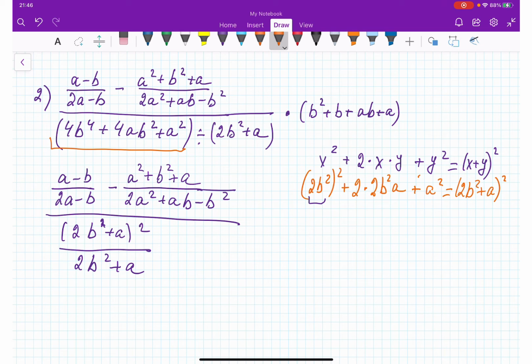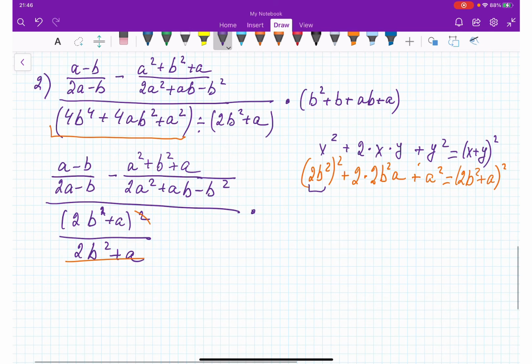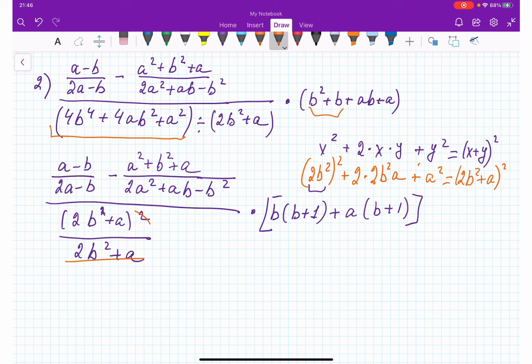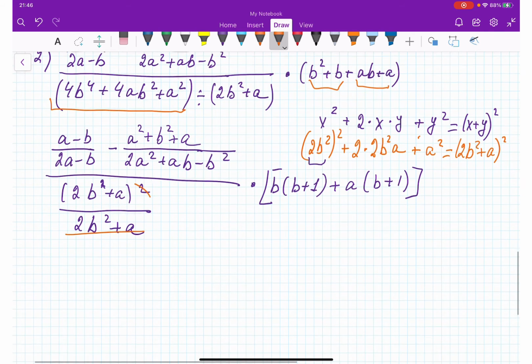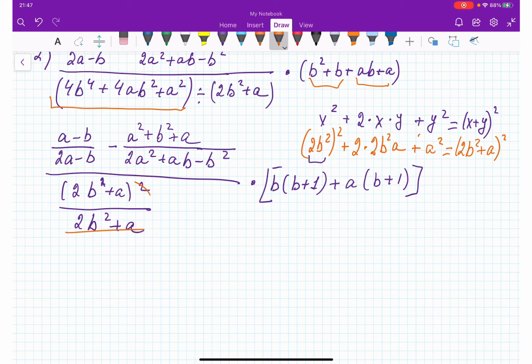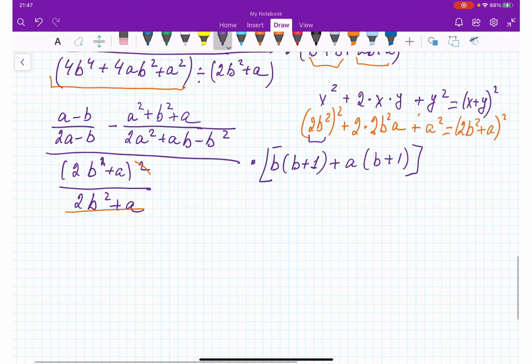Well, right away I'm going to simplify this square and 2b squared plus a, and then multiplying by, since we have 4 terms here, I can start the process by grouping. So it's going to be taking b out, it's going to be b plus 1, and then plus taking a out, it's going to be b plus 1. So I am combining these two and these two. Yes? Okay.